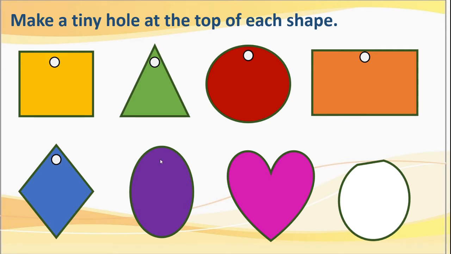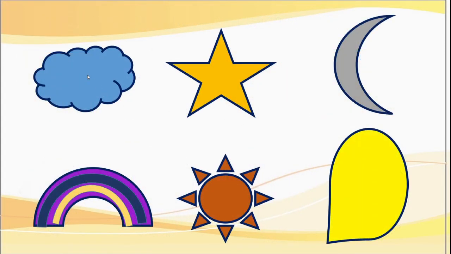See here, I am doing. Okay, here we will do. Here we will do. Some more shapes are there, isn't it? For cloud also we will do. This is our star. Here for crescent shape. Here for rainbow. For flower. And for mango shape. Okay. Now our fifth step is also over, that is making a tiny hole at the top of each shape.